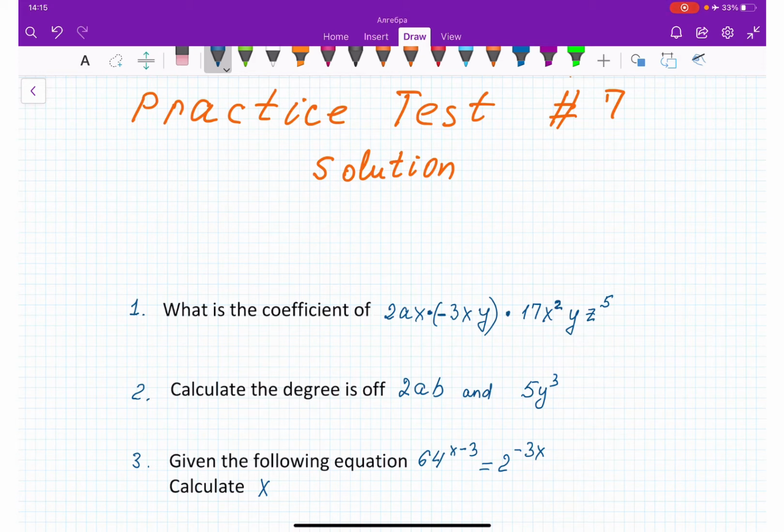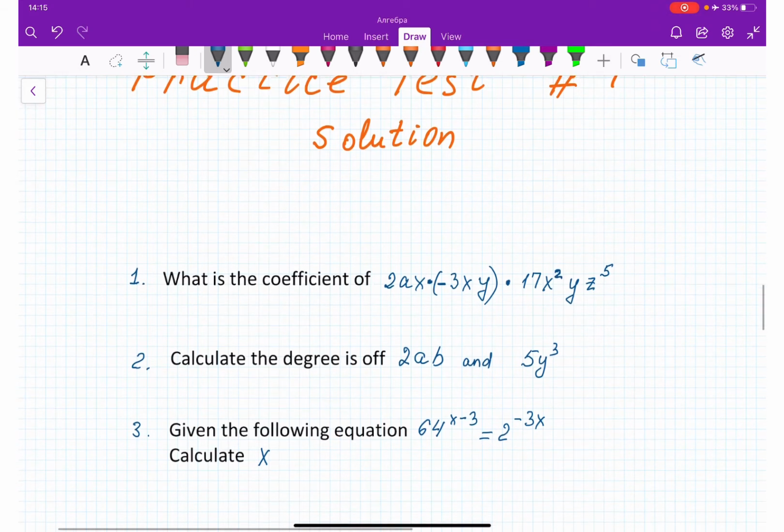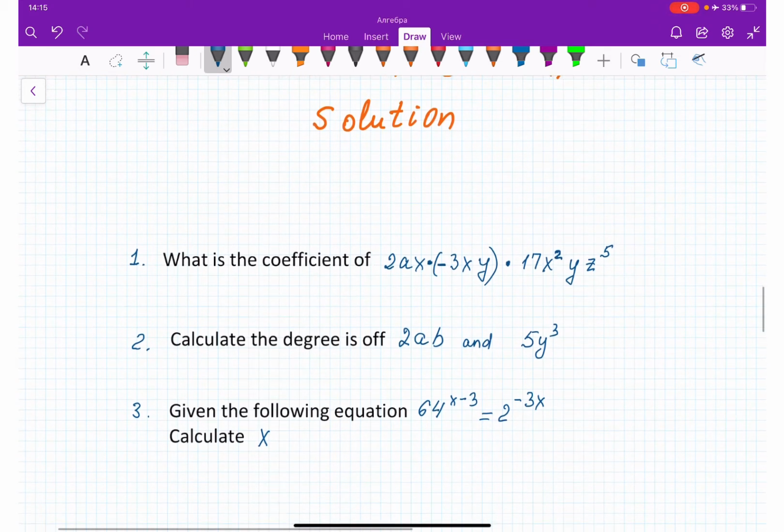Okay, let's go for the solution. Question number 1, what is the coefficient? If we multiply, we are going to get 2 times negative 3, negative 6, times 17, which is going to be negative 102. The rest I don't have to calculate, because it's the coefficient I need to know, and that coefficient is negative 102.